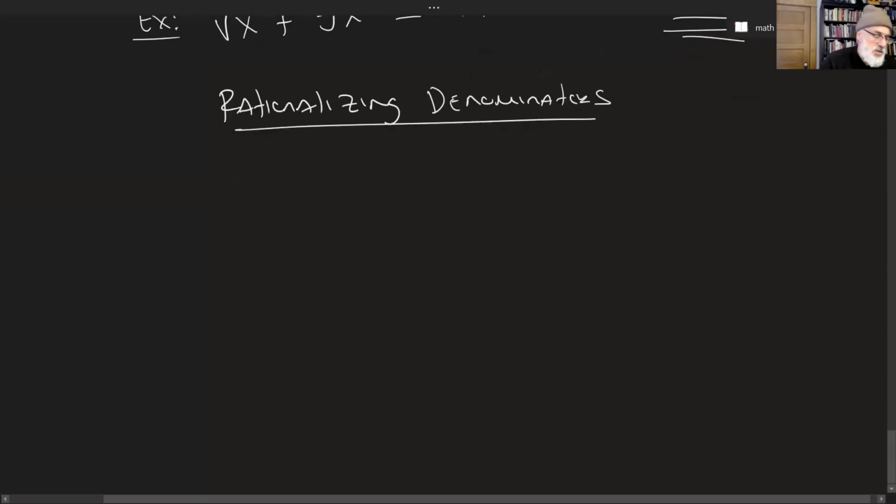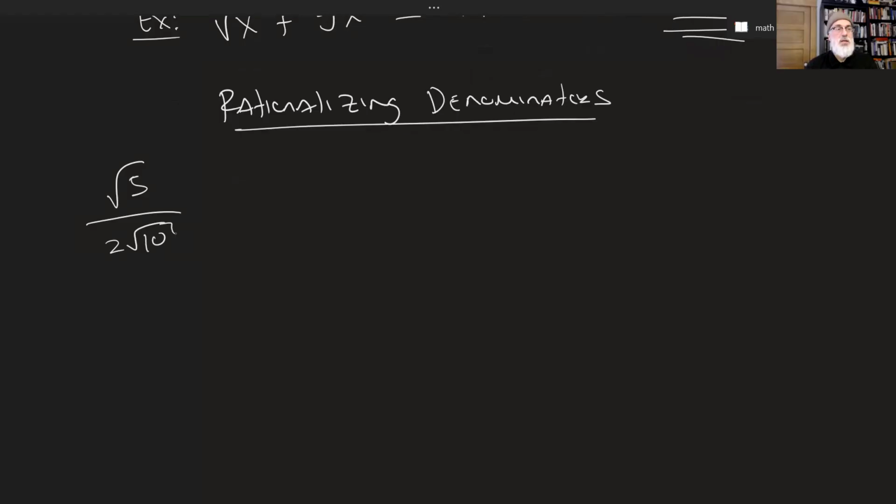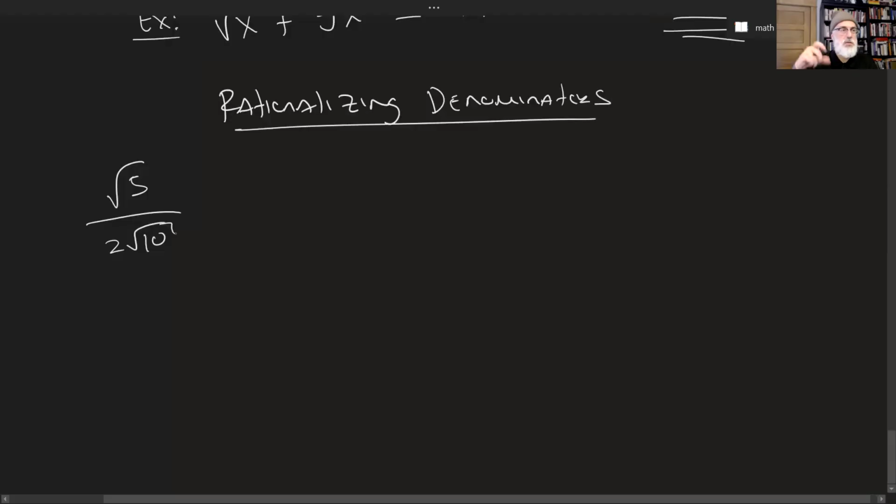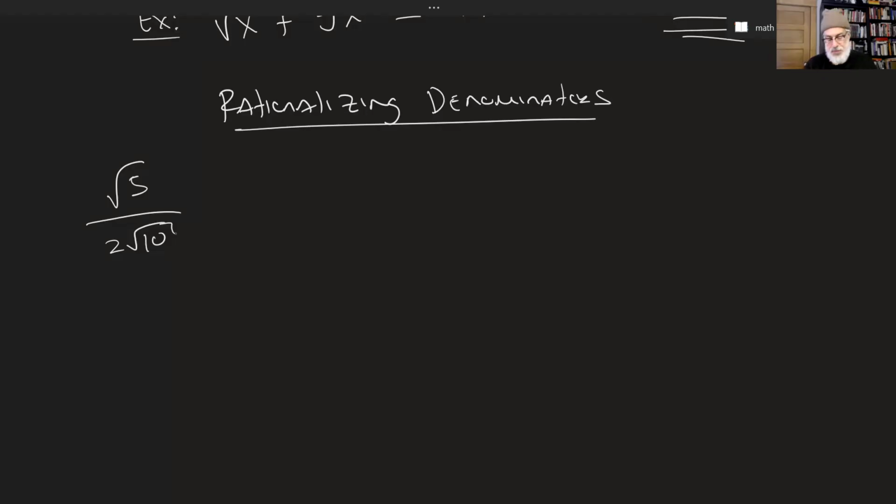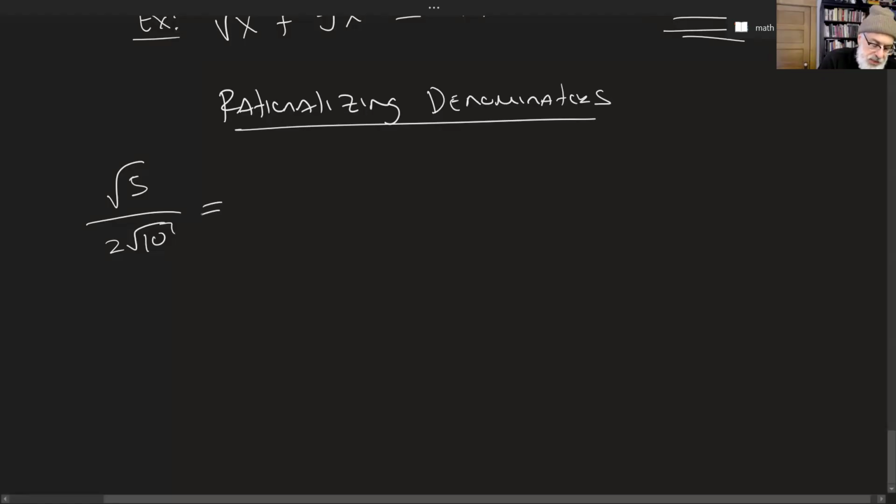It's best to look at an example and see what we're doing. When we say we want to rationalize something, we have the square root of 5 divided by 2 times the square root of 10. To rationalize means I want to get rid of this root in the denominator. I want all of the radicals on top, and on the bottom, I just want a number. This should be easier for us to handle.